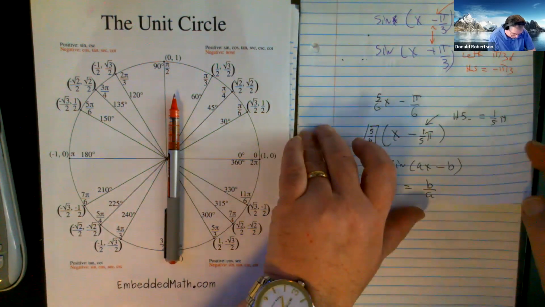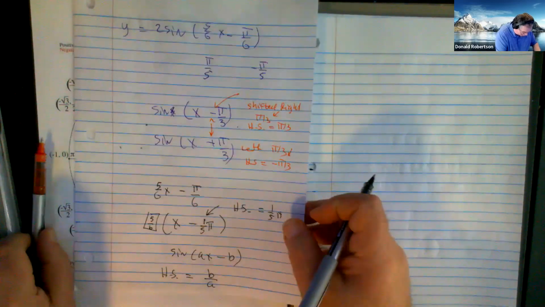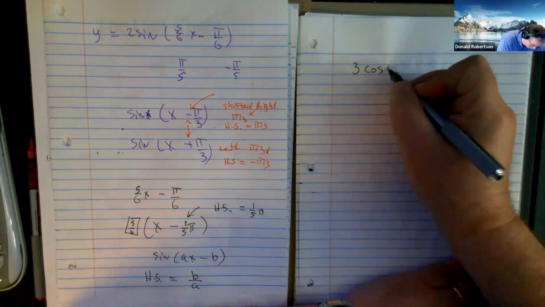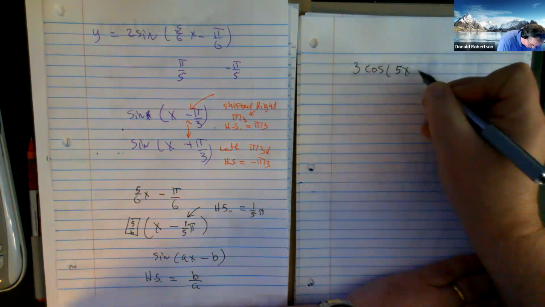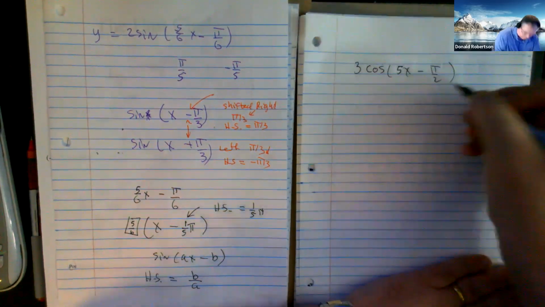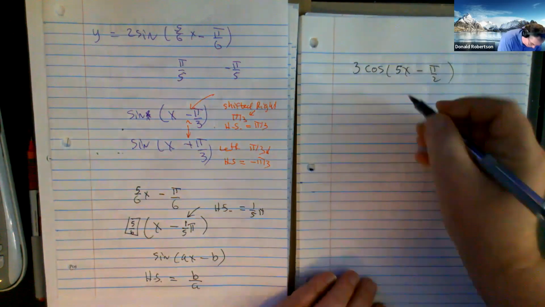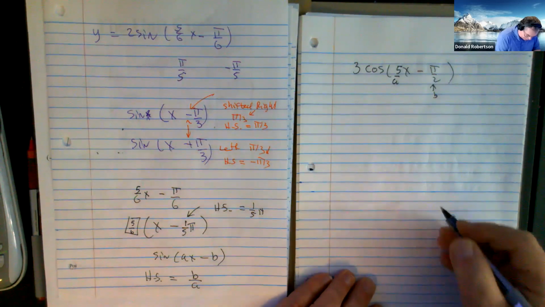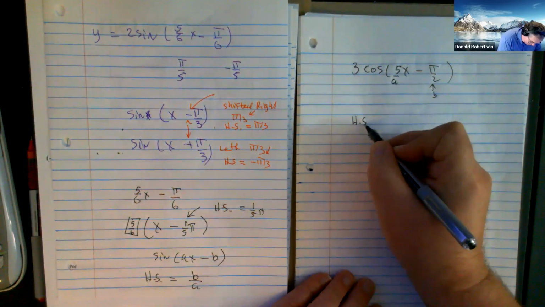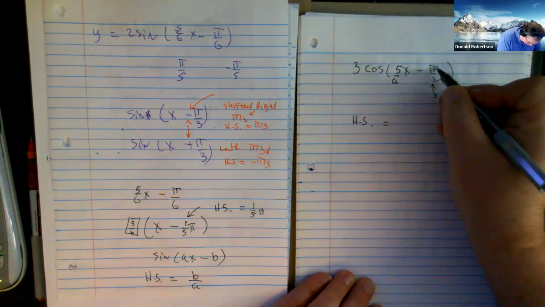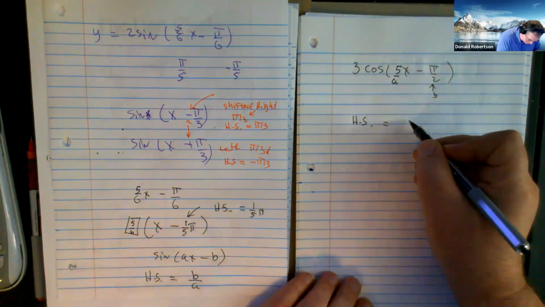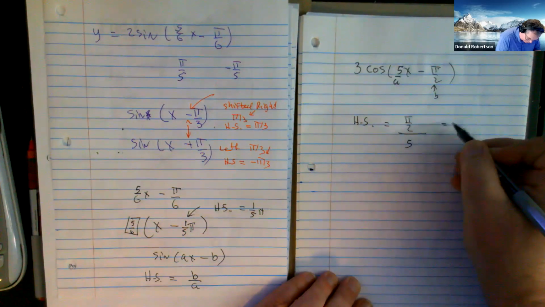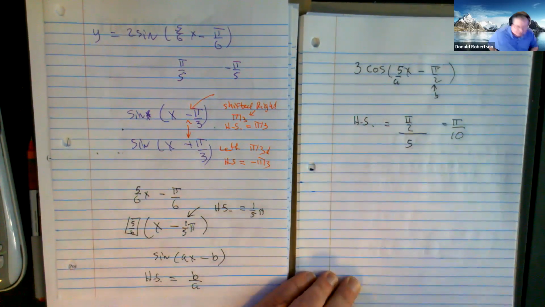So if you use that formula, you can do the horizontal shift. If someone then said to you, 3 times the cosine of 5x minus pi upon 2, A would be 5, B would be pi upon 2. The horizontal shift here would be positive, pi upon 2 divided by 5, and that would be pi upon 10.